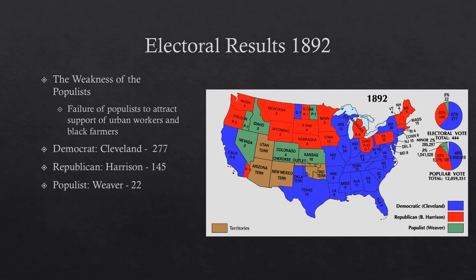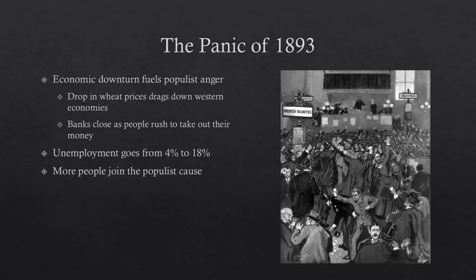So the populists fail to win most of the farming states and go on to lose the election. But things turn around for the populists in 1893. So in 1893, there is an economic downturn called the Panic of 1893. And what happens is, for a number of reasons, the American economy crashes, kind of like in the Great Depression, but less dramatically. It's not as big of a deal. It's still pretty bad, though.